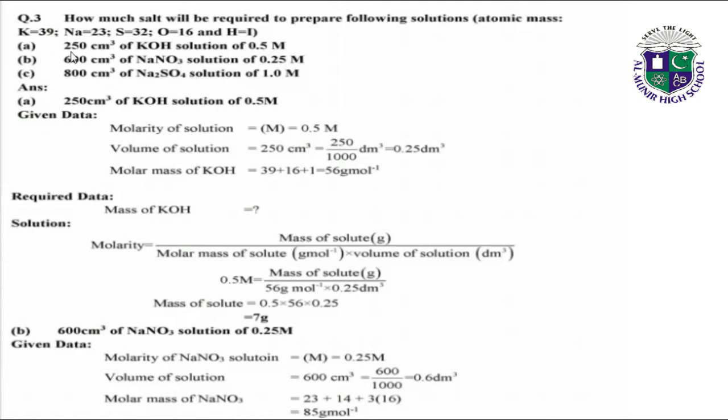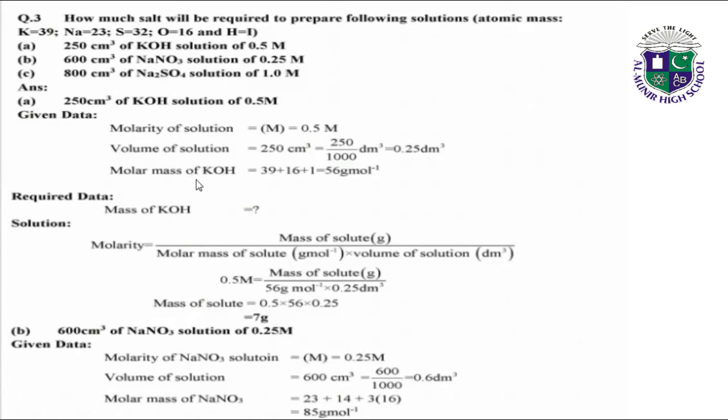First of all, we will calculate 250 centimeter cube of KOH, potassium hydroxide solution of 0.5 moles. So here we have the answer. Molarity of solution is 0.5 moles. Volume of solution is given, which is 250 centimeter cube. To calculate it, we will divide it by 1000. So answer will be 0.25 decimeter cube.